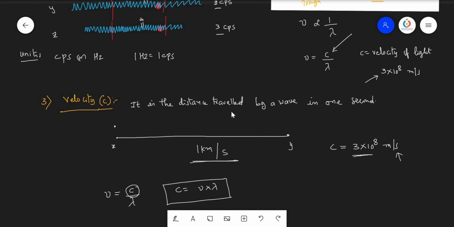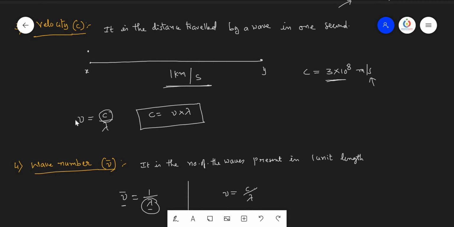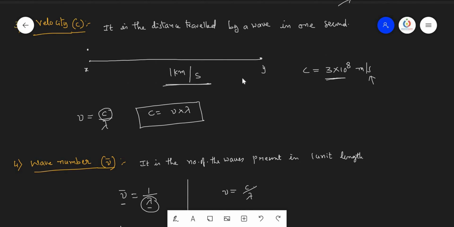And velocity is the distance traveled by a wave in 1 second. See, if a light is traveling from point x to point y, if the distance is 1 kilometer and if it travels that distance in a second of time, we can say 1 kilometer per second, that is called the velocity. Usually the velocity of light is 3 into 10 power 8 meters per second, meaning in a second of time the light travels this much distance. And to calculate this c value, nu equals c by lambda, c equals nu into lambda.